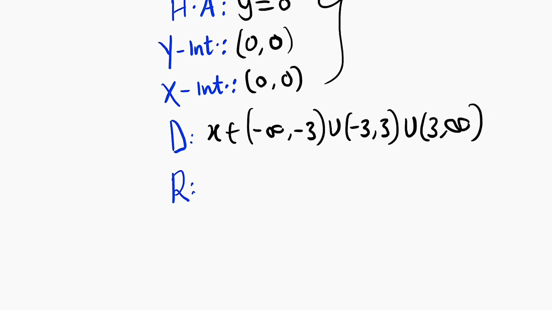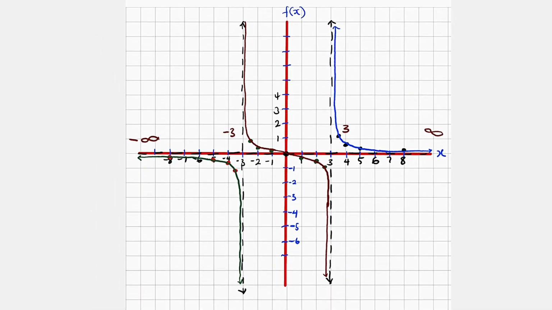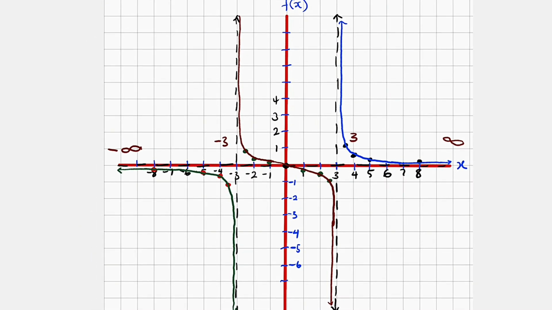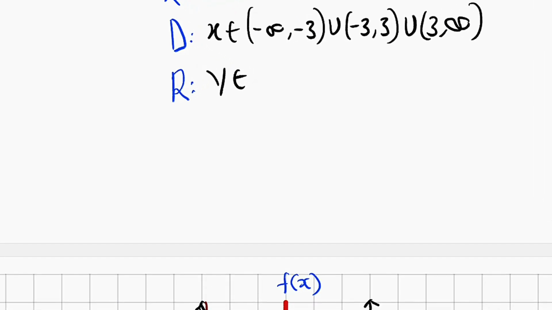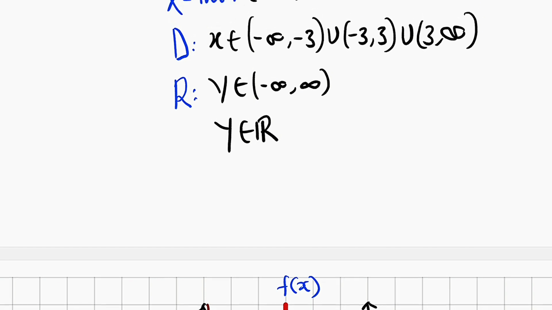Then for the range, which are the values of y, if you observe carefully, y satisfy every real value. So every real value you test, it will satisfy y on this graph. Therefore, we say that y is a set of values from negative infinity down to positive infinity, or you say y belongs to the set of real numbers. And this is all I have for you today.